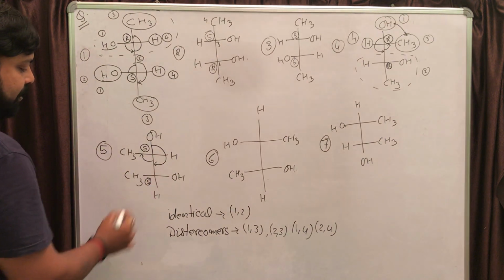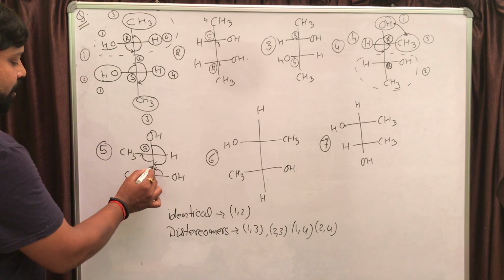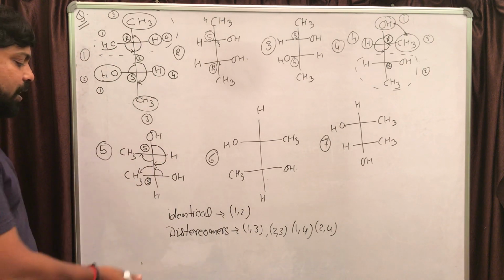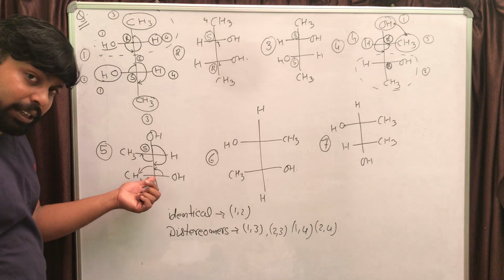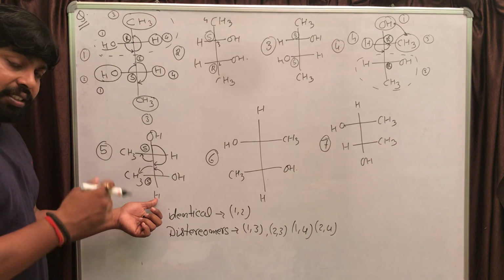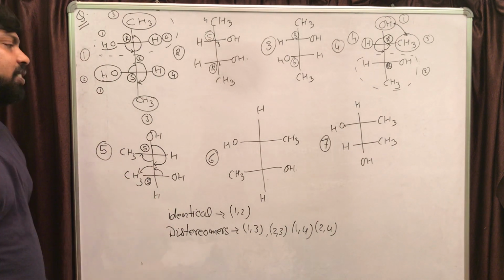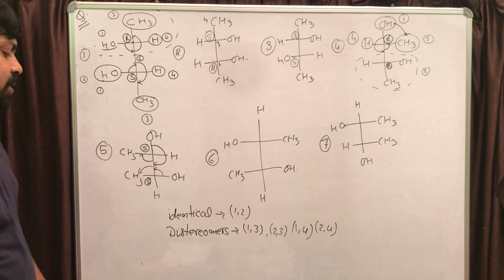Now the second chiral carbon, the configuration is going to be again S. OH is first priority, this larger group is second priority, and this CH3 is third priority. You are moving in anti-clockwise direction and the lowest priority is on the vertical line. For the second chiral carbon, the lowest priority is on the vertical line. You are moving in anti-clockwise direction. The configuration is S. So the configuration of both the carbons is SS.